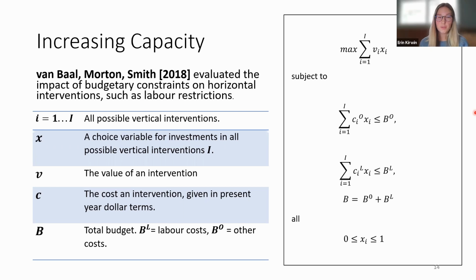This is a pretty straightforward contribution, but I think it's also a really important one because we need to recognize that there will not only be costs associated with horizontal interventions to relax these constraints, but there's also the potential for substantial value in doing so. And we need to be able to think about capacity interventions as a part of our global optimization.